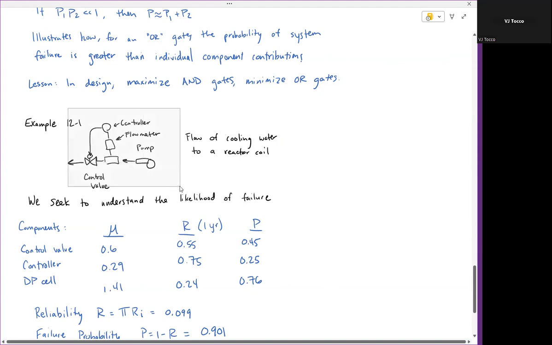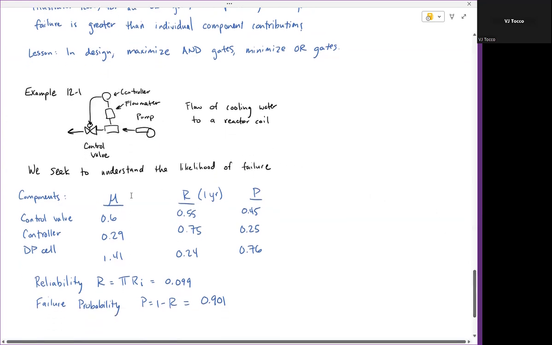So again, the system is composed of three main parts: the control valve, the controller, and the flow meter. Technically the pump too, but we'll assume that the pump works flawlessly, and just look at the system of these three things. The way that I would do this is look up the mu, the failure rate, in table 12.1, and I would find that the control valve has a failure rate of 0.6, the controller has a failure rate of 0.29, and the DP cell has a failure rate of 1.41.